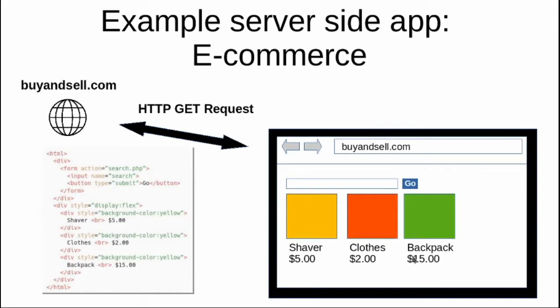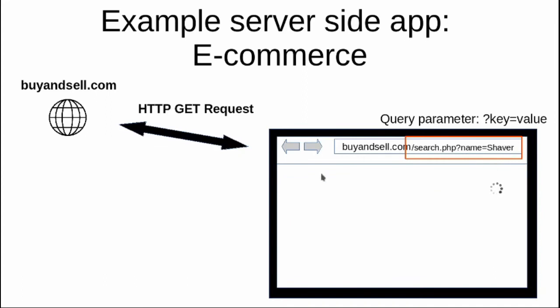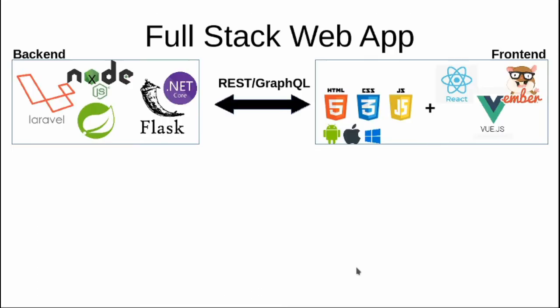What if, for example, we want to search for a thing? We only want to search for shaver, for example. Then if we click go, it will change the page into search.php, and then it will send an additional information to the server, with this form called the query parameter, and then it will load the whole page. It refreshes the whole page, and then we get the whole page here consisting only the shaver.